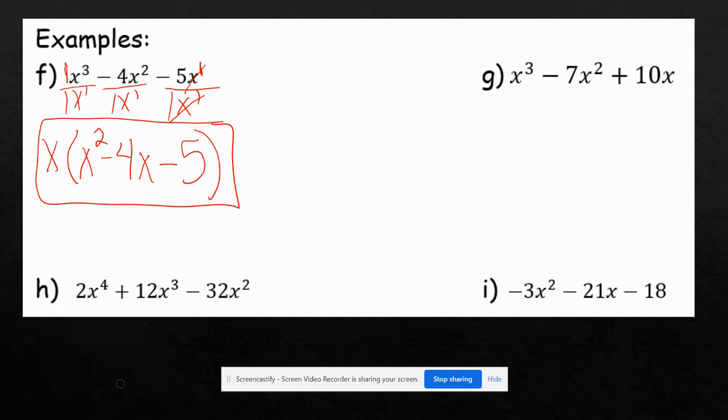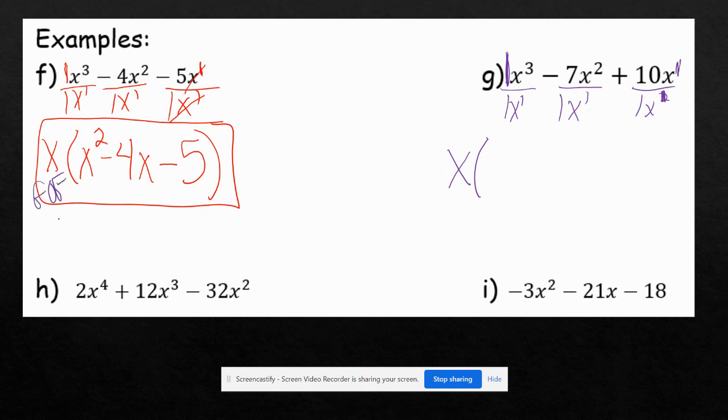Let's take a look at letter G. We again have a 1 here, so if I'm looking at the numbers 1, 7, and 10, well, 7's a prime number, and I can divide all of it by 1, but it doesn't reduce any of those numbers. 3 x's, 2 x's, 1 x. So again, the biggest number or variable that I have in common is x to the first. So we're dividing by 1x to the first. I'm going to put that on the outside of a set of parentheses as my common factor.